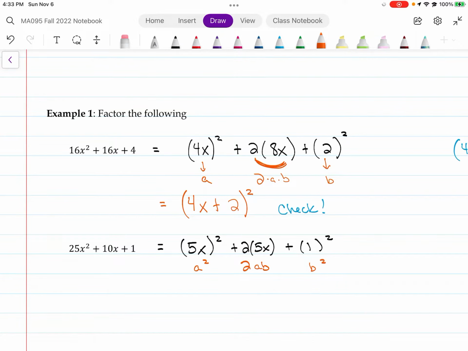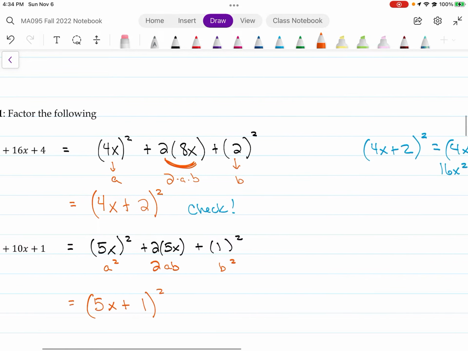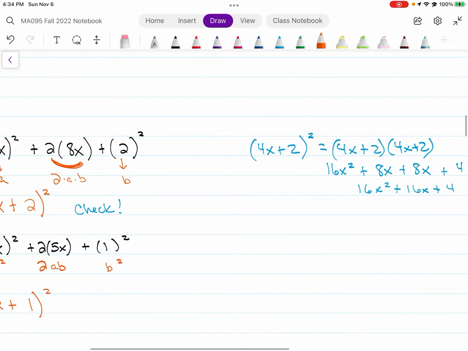All right, so let's factor this, and we're going to get that 25x squared plus 10x plus 1 is going to be 5x plus 1 squared. Sorry, mistakes all over the place. All right, and again, I would go over here, take a moment and square it. So you get 5x plus 1 squared is 5x plus 1 times 5x plus 1.